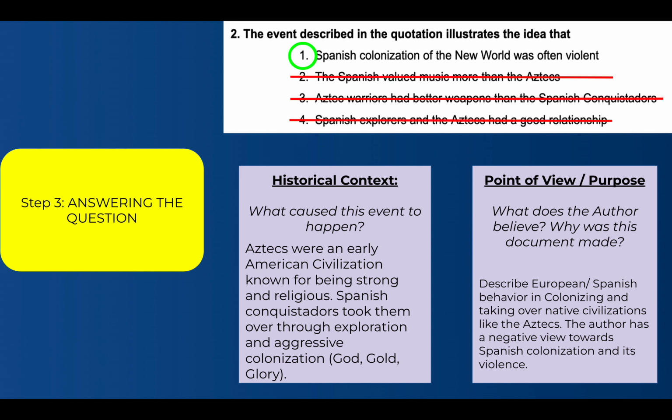Point of view or purpose: this was written as an account, so it's used to describe the Spanish behavior. And likely you can say that the author has a negative view towards Spanish colonization. He's describing it and its violence. It seems like the Spanish are painted in a negative picture here.